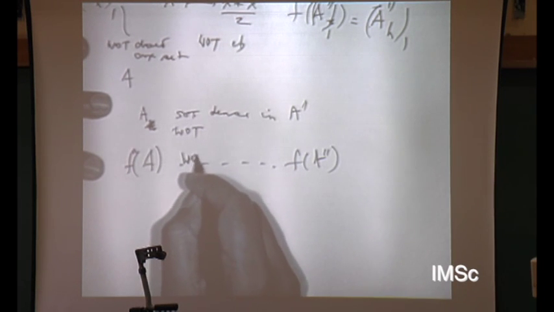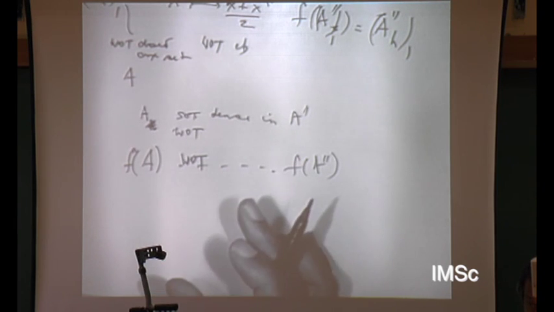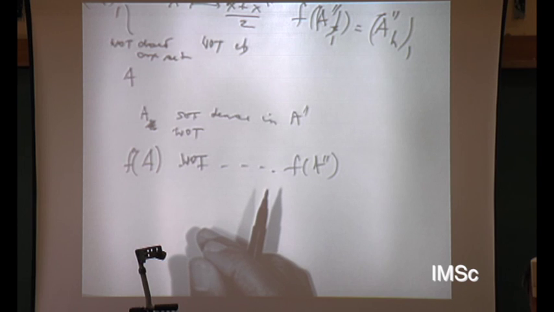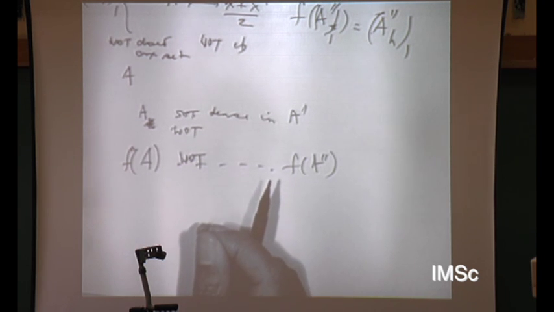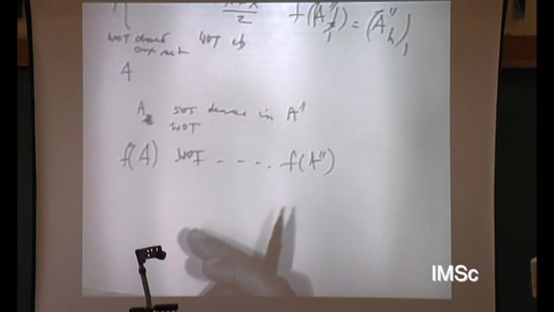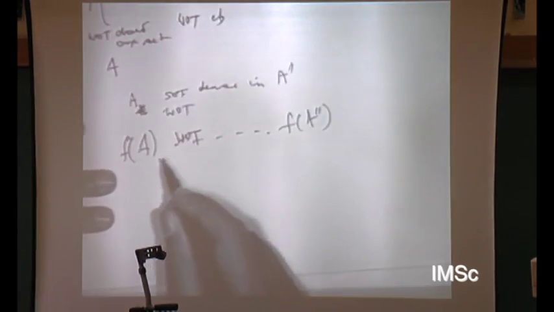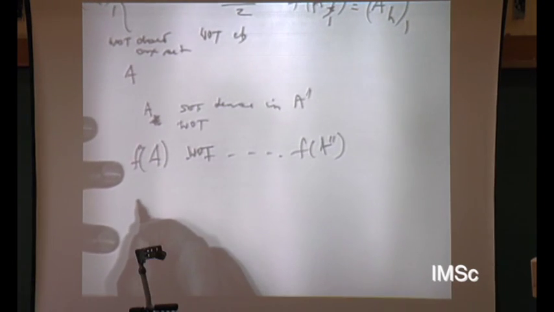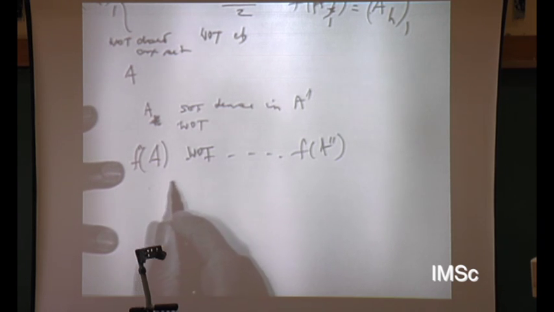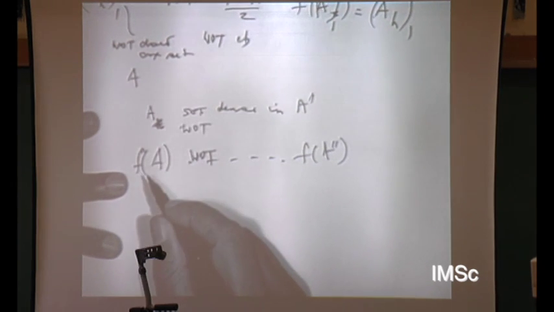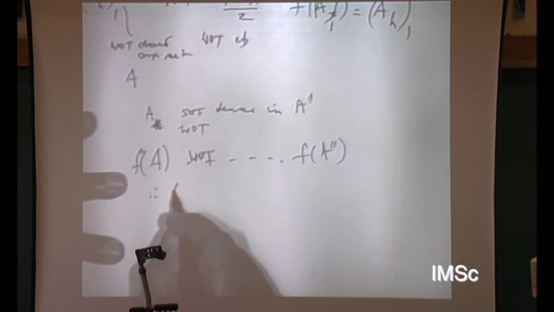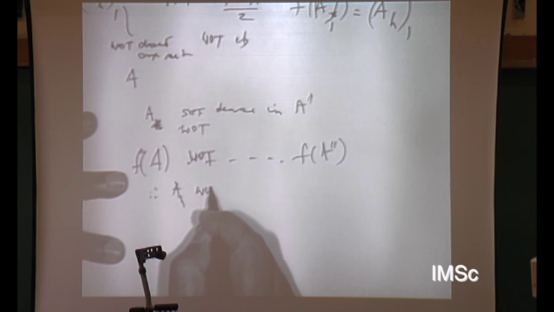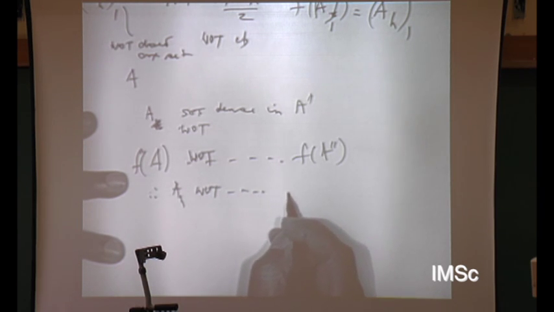F is WOT continuous. Here if something is dense in something in the WOT topology, then it must map this set, the image must be WOT dense in the image there. But that means what? F of A is nothing but, therefore, A_h is WOT dense in A double prime_h.